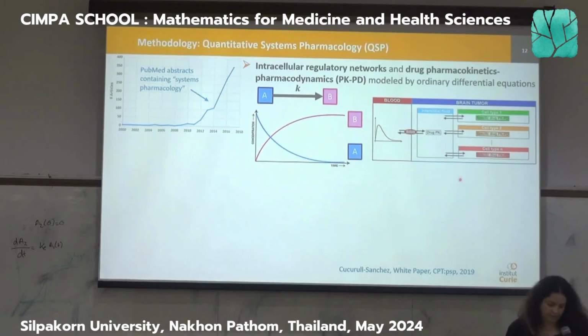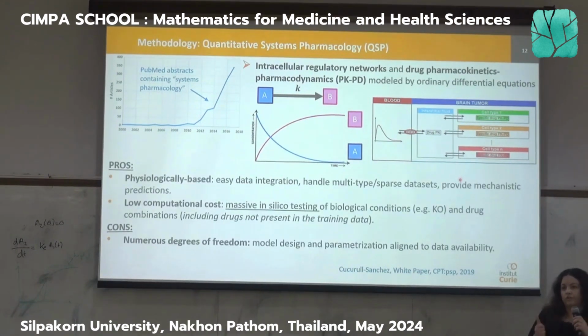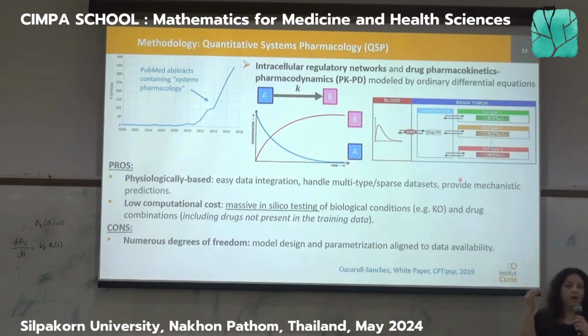And so why is it interesting to use this type of mathematical model? The first one is because the variables and the parameters do have physiological meaning, so you can directly compare them with your data. And that's really interesting, especially because we know that now we have plenty of different types of data at the level of the molecules, of the proteins, and of the cells.